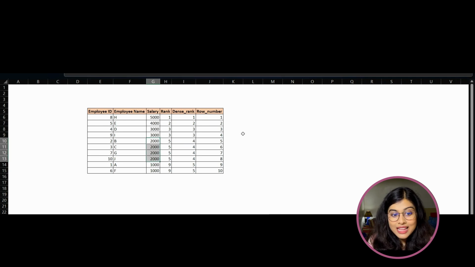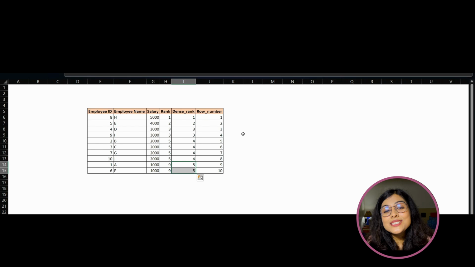What is happening here? Let's say we have 2000 salary repeating for 4 people, and all of them have gotten the rank of 5 in the rank function, but in dense rank, since no rank is skipped, they will be getting the rank of 4, right? And the game changes even more when the immediately next highest salary, which is 1000 in this case, was receiving rank number 9 in the rank function, but in dense rank, they will be receiving a rank of 5 because again, dense rank does not skip any number in the sequence.